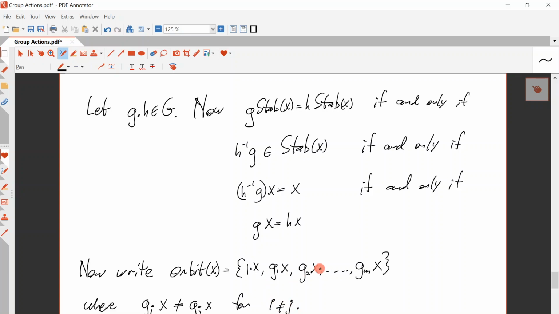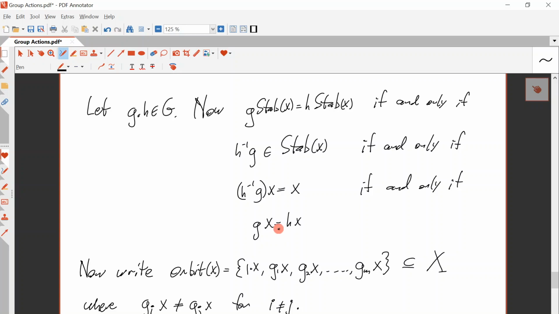The orbit of X is the set of all things in X that you can get to by the action. So there's X itself, the action of the identity. And there's some element that takes you to this element y over here. Then there's some element that takes you to this element z over here. Say it's g1 here, say it's g2 here, and so on, where gi x is not equal to gj x for i not equal to j.